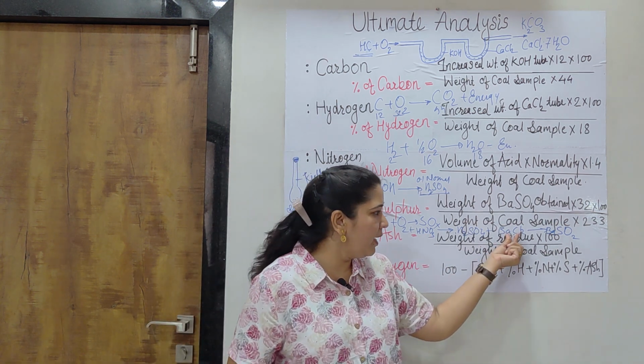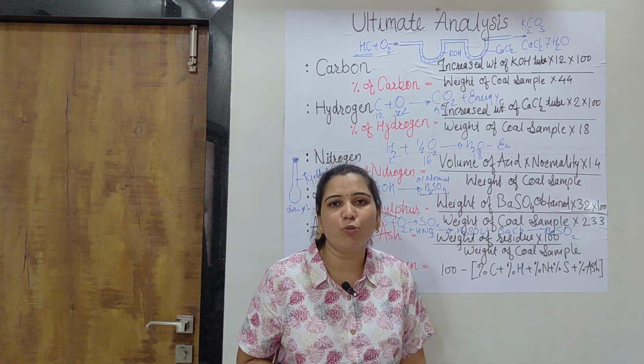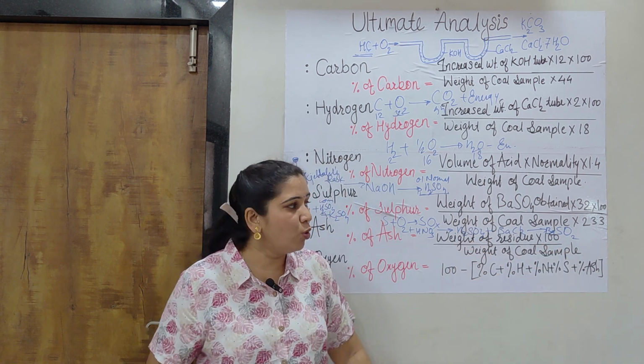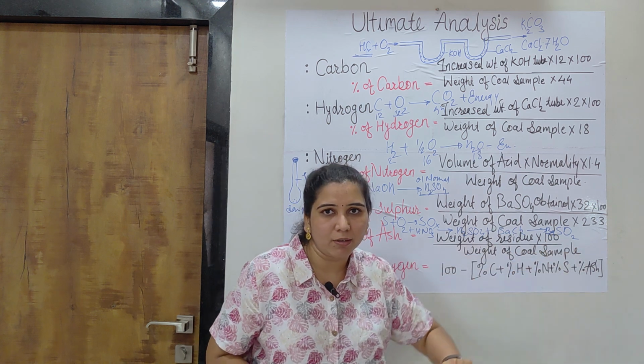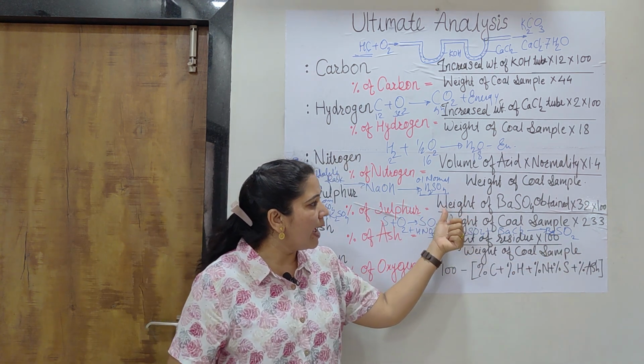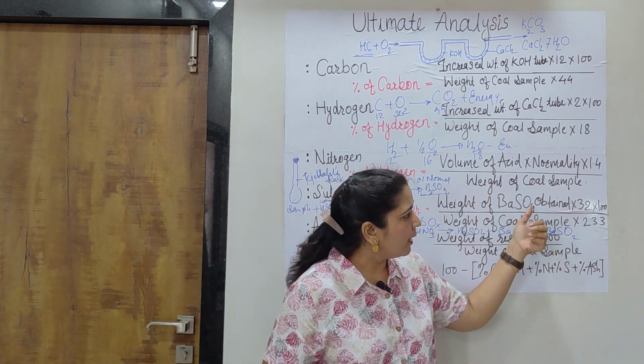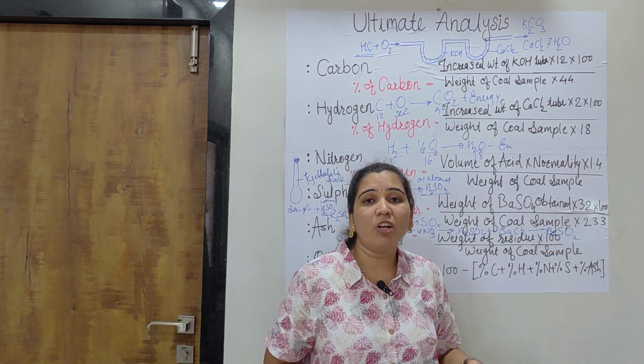As soon as this Ba comes in contact with H2SO4, there is a formation of BaSO4. It is a solid precipitate. So here the weight of BaSO4 will be taken for the calculation. The percentage of sulfur is calculated as the weight of BaSO4, and at last we multiply by 32. Now what is this 32?